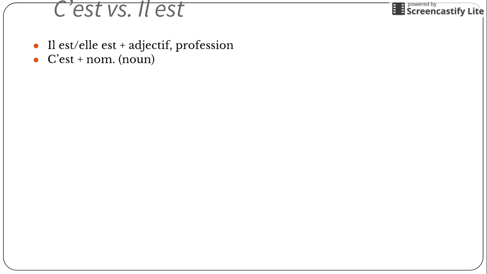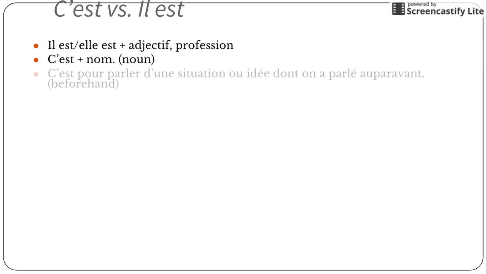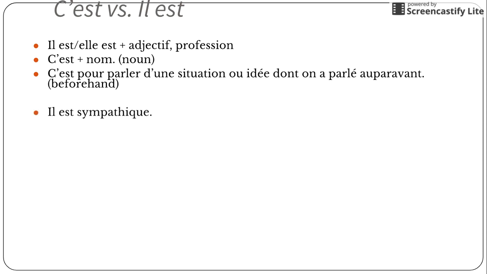C'est is going to be followed by a noun. And c'est is often used if you are talking about a situation which has already been mentioned beforehand. So you're having a conversation and you're referring back to some sort of previous idea. So here are some examples.